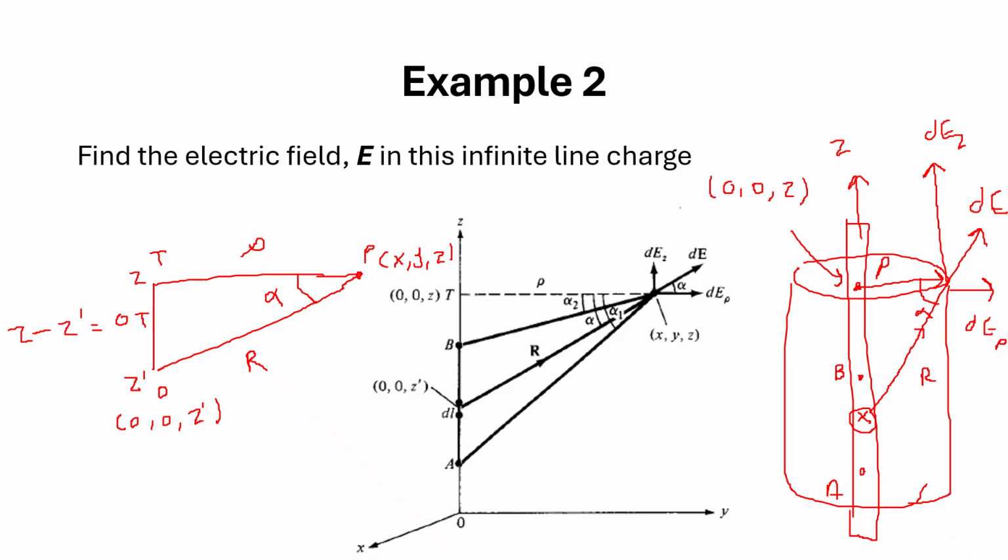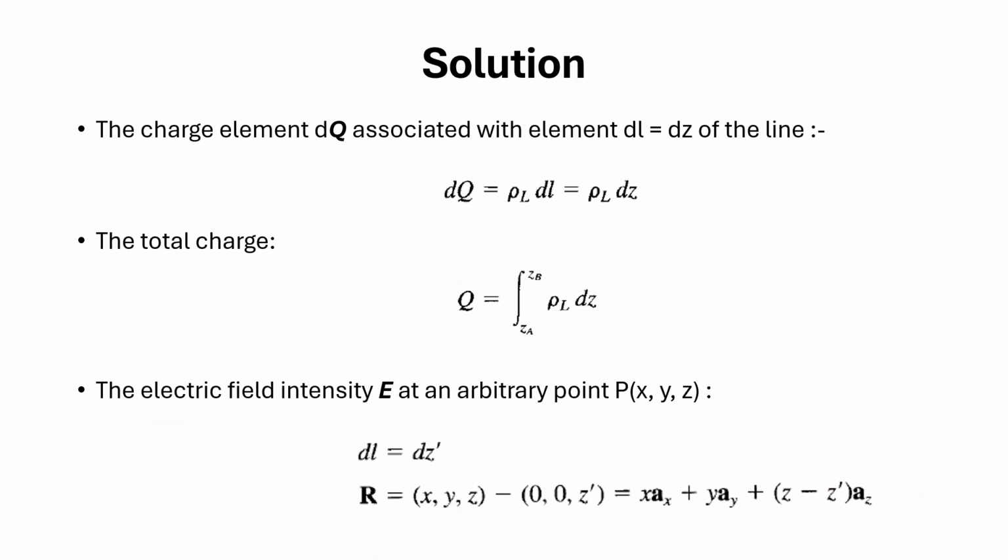Okay, let's try to solve the problem. The charge element dq is associated with the element dl. So dl here, the line element, we put equal to dz. Then you get the charge element dq equal to the line charge density times the line element, equal to rho L dz.